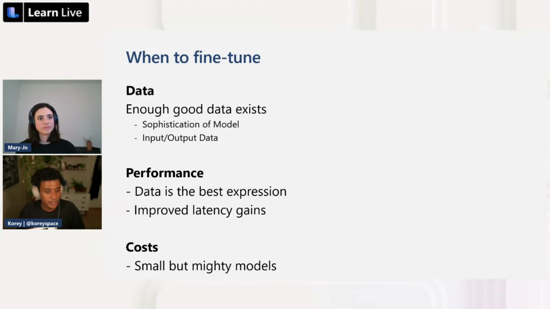Like I said, in this example I'm going to show you, I'm going to use regular text and convert that into SQL commands. And that's really hard for me to write in a prompt, right? I can't just explain how SQL works completely in a prompt. So that's another reason why data is a good way to express that. And then cost: you can use a smaller model and make it mighty, because you can enhance those features and that focus.